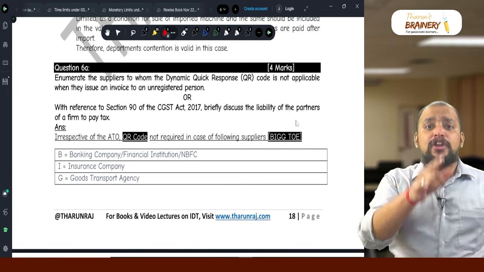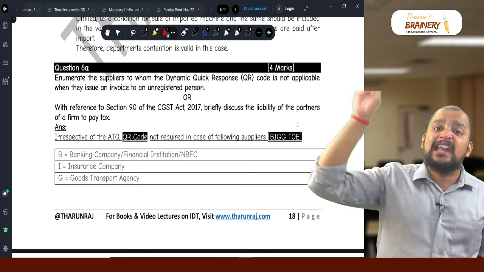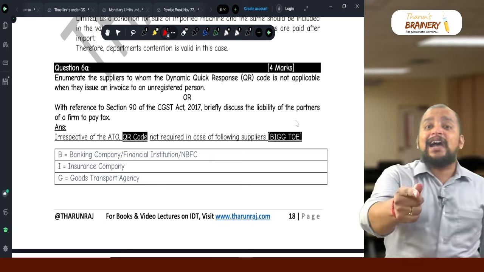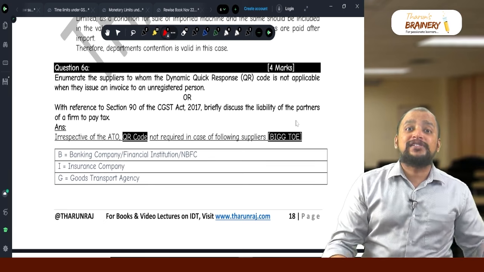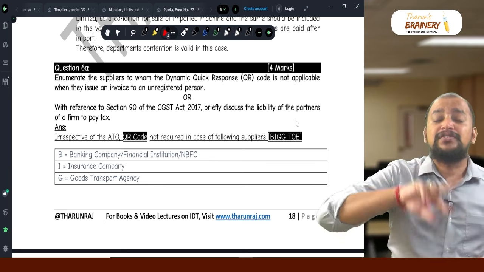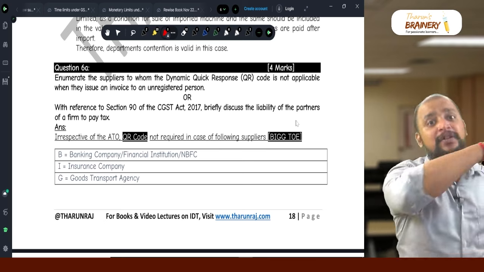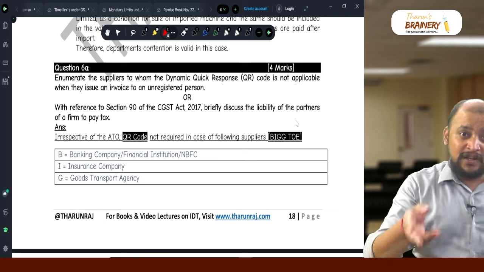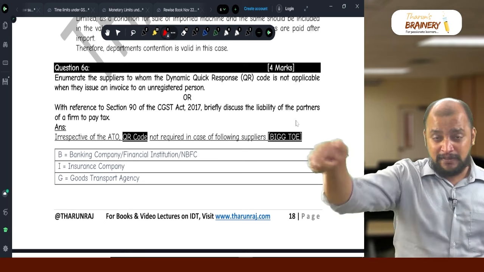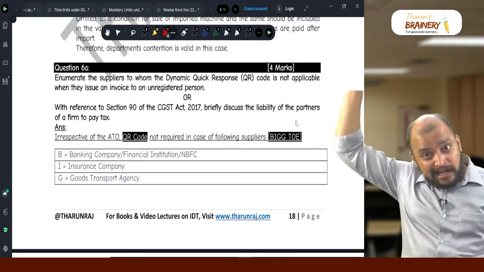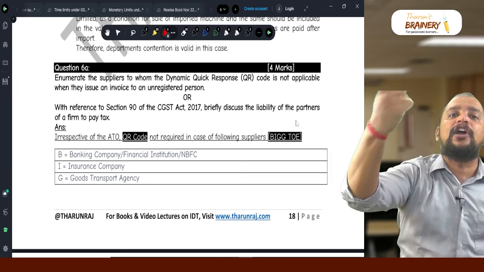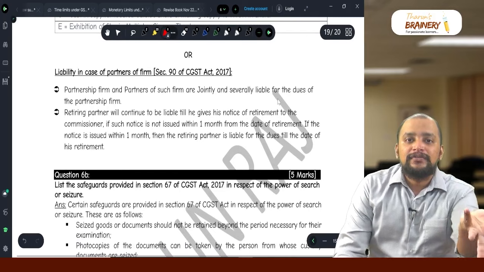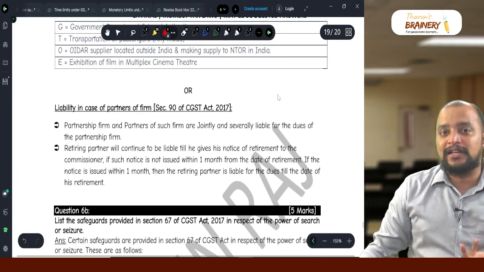Partners and firm are jointly and severally liable for the dues of the partnership firm, and the retiring partner is liable for the dues till the date of his retirement if he gives a notice of retirement within 1 month from the date of retirement to the commissioner. And if he is not giving notice within 1 month from the date of his retirement to the commissioner, then till the date he gives the notice he continues to be liable for the dues, even though he has retired. Okay, so if you write that information, 4 marks, either this or that.